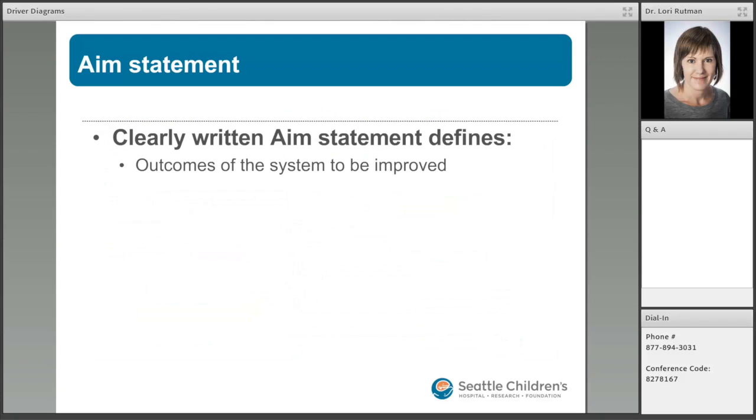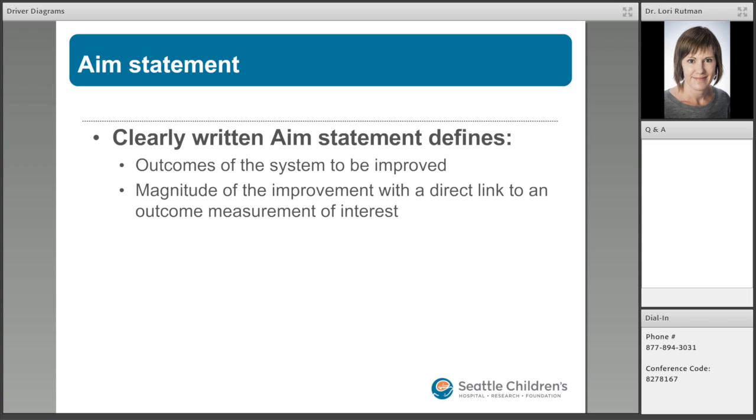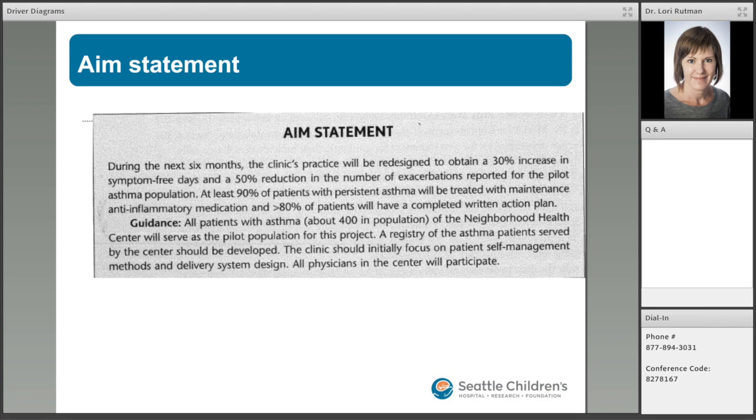And having a clearly written aim statement really will define the outcome of the system that you want to improve. It'll talk about the magnitude of the improvement with a direct link to an outcome measurement of interest. It will propose a time frame for completion. And these are a couple of examples that have been seen before. So the first one was, during the next 6 months, so giving a time frame for completion, a clinic's practice was going to be redesigned to obtain a 30% increase, so that tells you how much they plan to increase by, and a 50% reduction in the number of exacerbations for a pilot asthma population, and in this case, 90% of patients would be treated with maintenance anti-inflammatory medication.